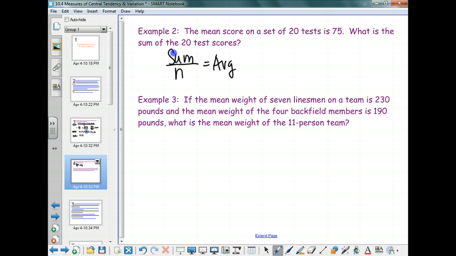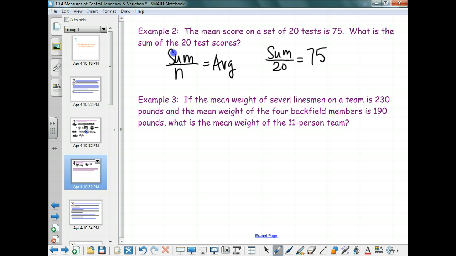We can think about it from this perspective again, right? So the sum is what we're actually looking for, correct? What is the sum? We know the number of test values. How many tests were there? 20. And we know the test average was a 75, right?